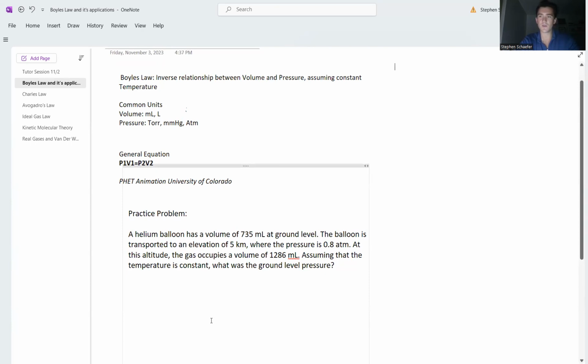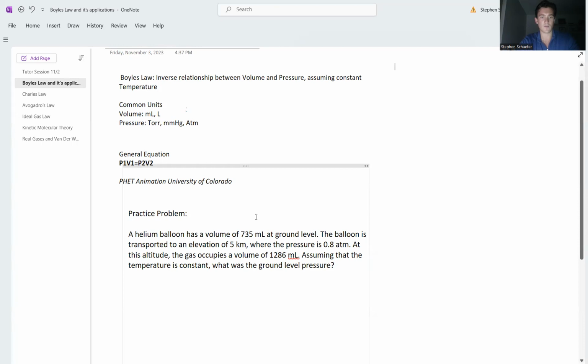Okay, so two things stand out to me with this problem. The first is that they include an elevation of 5 kilometers. When we're talking about Boyle's law specifically, we're not going to be worried about elevation. So let's not worry about the 5 kilometers. That's just there to explain why there's a pressure change. So essentially, we're given a P2, which is this 0.8 atm, and we're given a V2, which is the 1,286 milliliters.